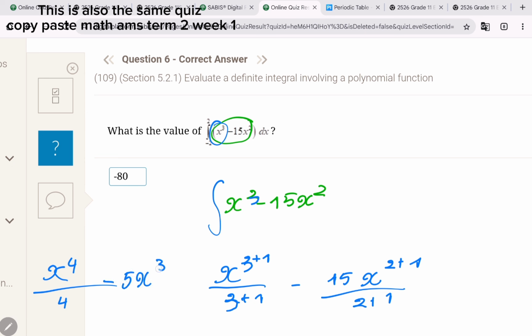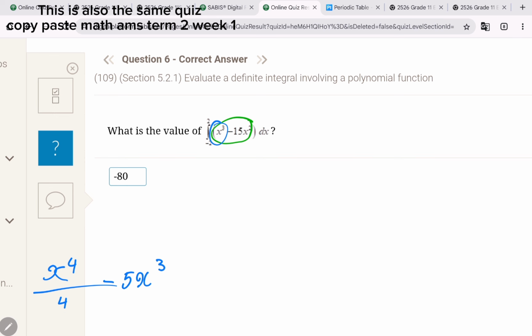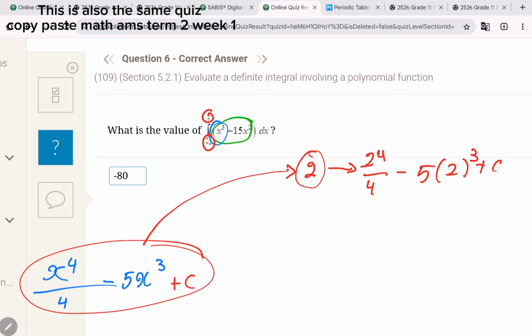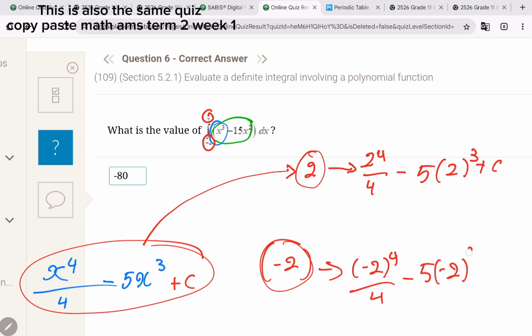Now what do I do? Now that I have the value of my integration, okay, always don't forget the plus c. Good thing I just remembered. Don't forget the plus c. Now I'm going to substitute 2 and I'm going to substitute minus 2. If I substituted 2, it's 2 to the power of 4 over 4 minus 5 times 2 to the power of 3 plus c. If I substituted minus 2, it's going to be minus 2 to the power of 4 over 4 minus 5 times minus 2 to the power of 3 plus c. And don't forget that I need to subtract them, so I need to change all of these signs. So this will become minus, this will become plus, and this will become minus, okay?